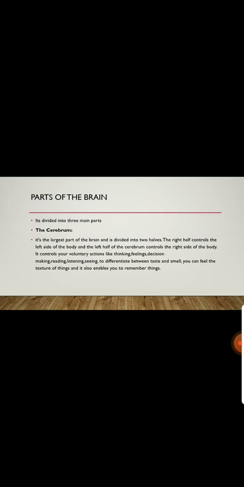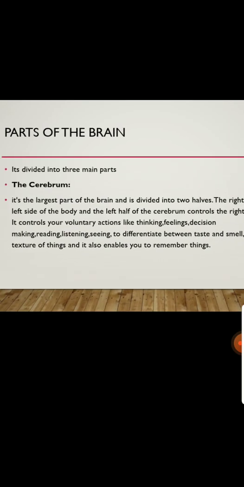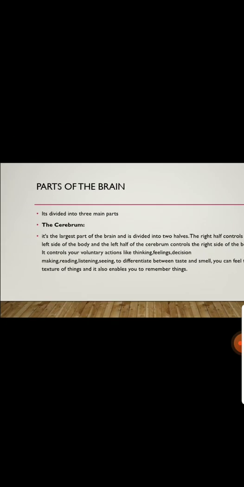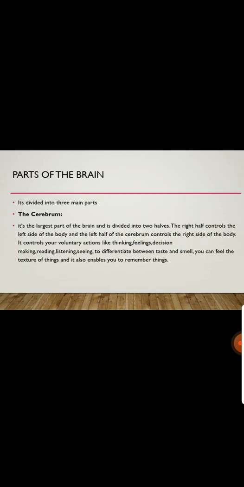Now, let's discuss the function of a cerebrum. What is the function of a cerebrum? It is the largest part of the brain and it is divided into two halves. The right half controls the left side of the body, and the left half of the cerebrum controls the right side of the body. It controls your voluntary actions. Do you know what are voluntary actions? Voluntary actions are the actions that you do deliberately or intentionally.